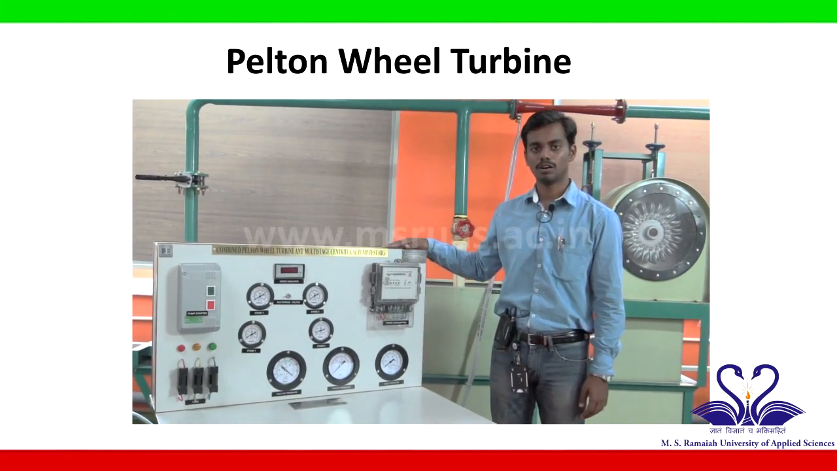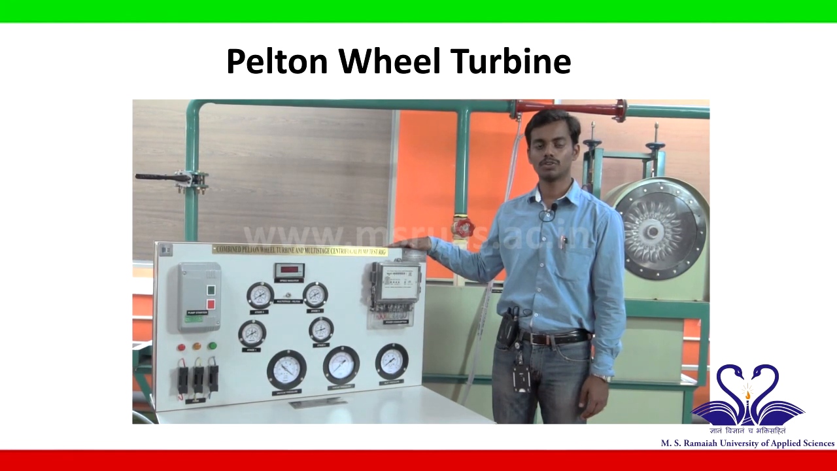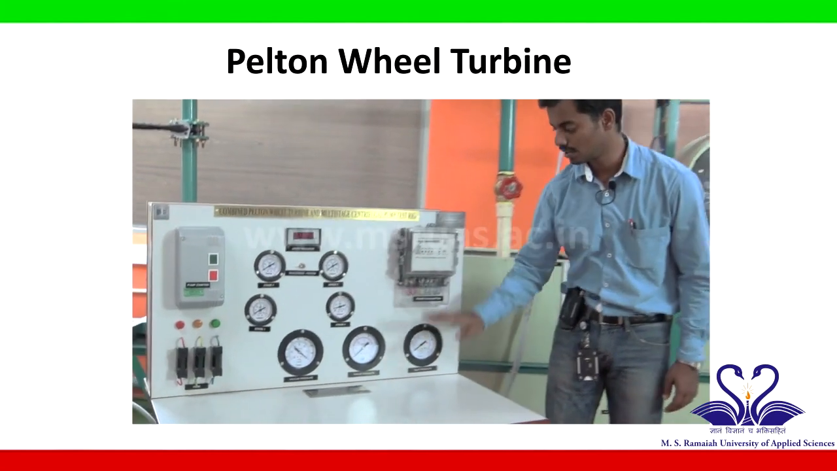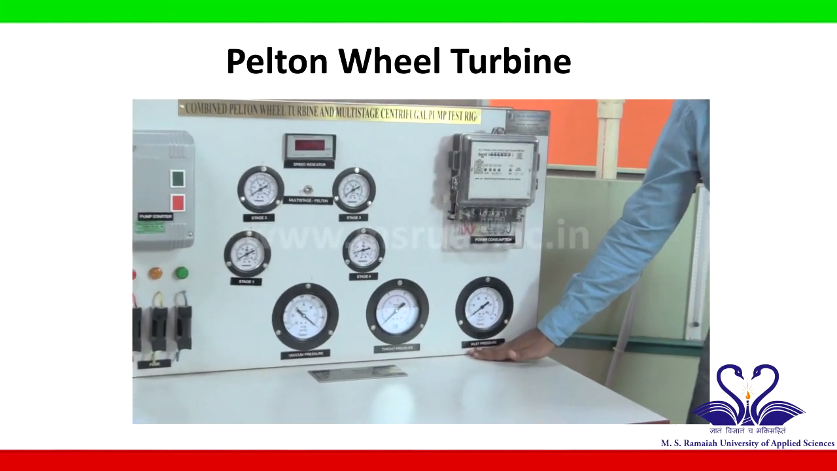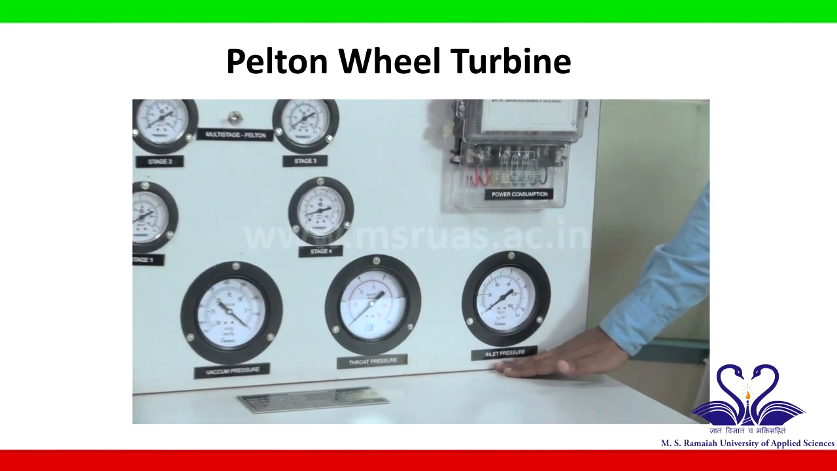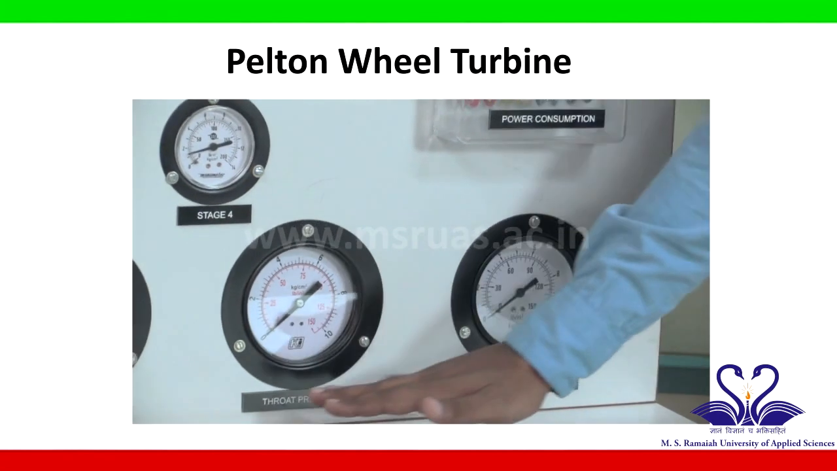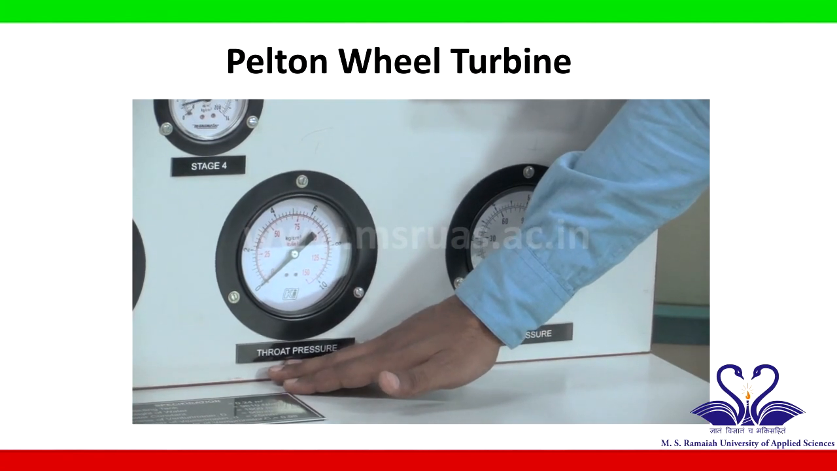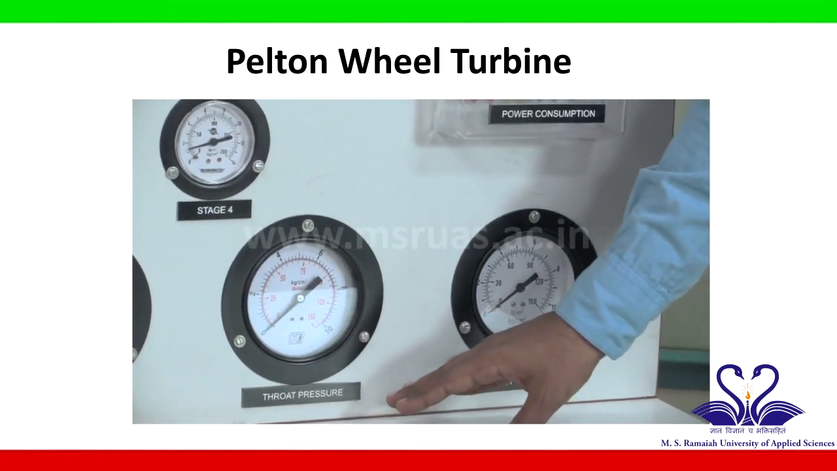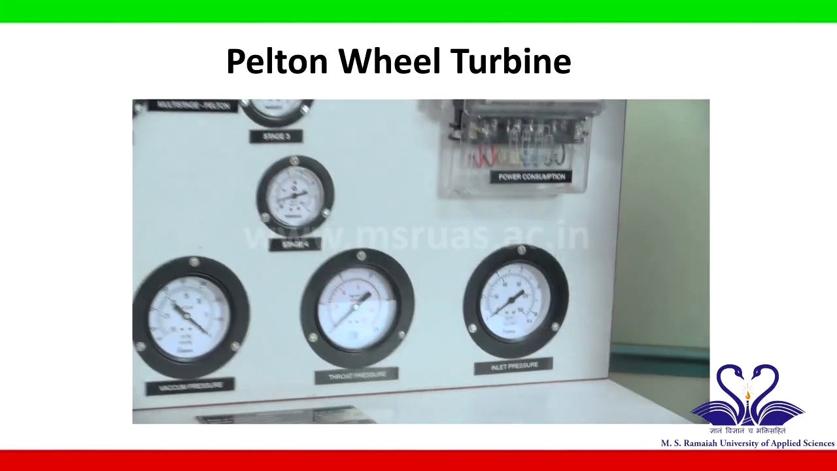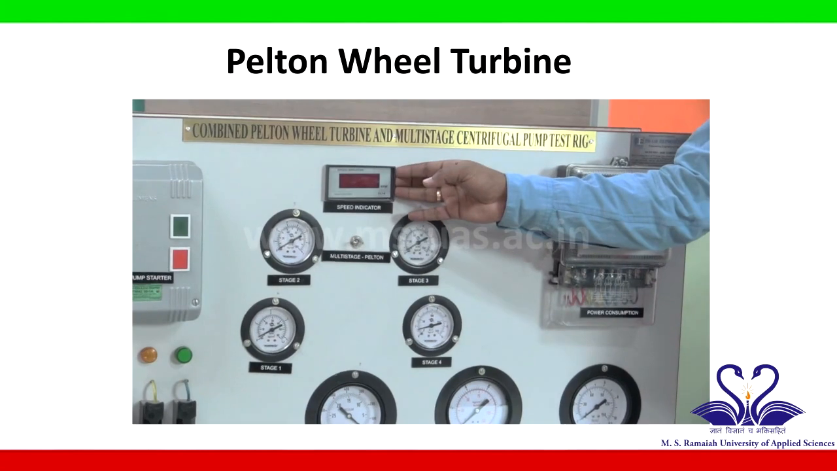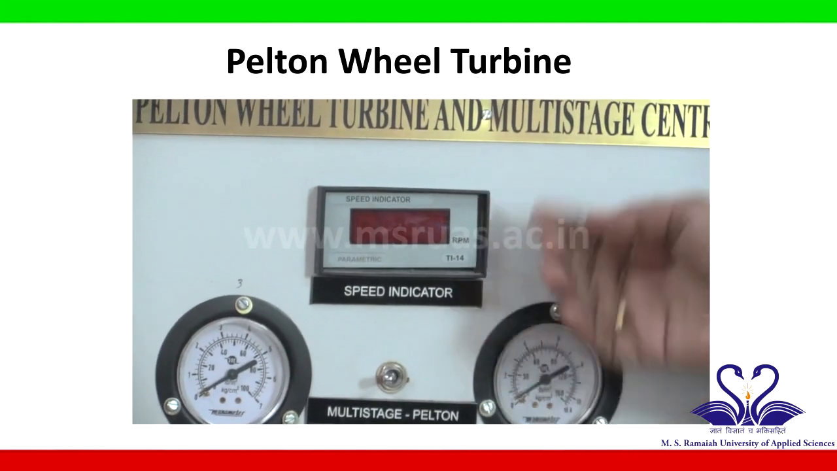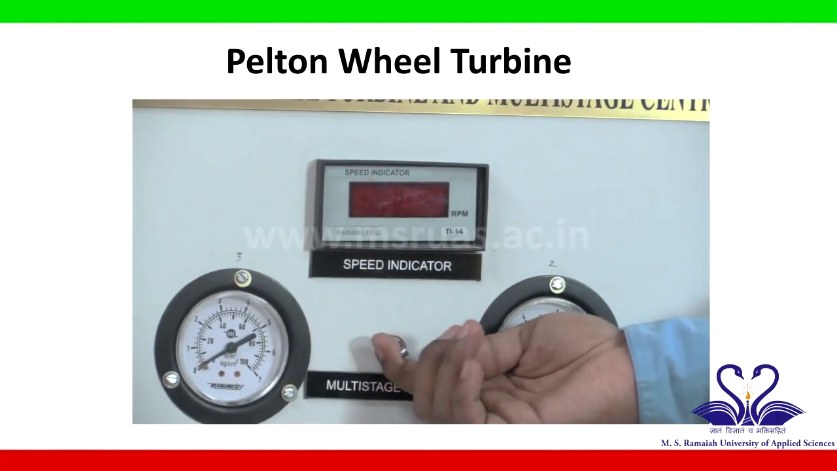This is the panel for the Pelton wheel setup, which is used to indicate the pressures and the speed of the Pelton wheel. The inlet pressure of the venturi meter is indicated in this dial gauge. The throat pressure is indicated in this dial gauge. Both the pressures are in terms of kg per centimeter square. The speed of the Pelton wheel is indicated in this LED indicator. To ensure that the speed is being shown, we have to shift the toggle switch to the right.